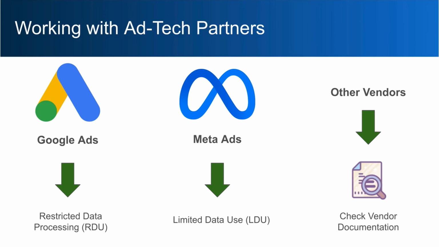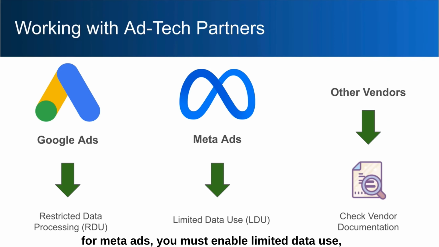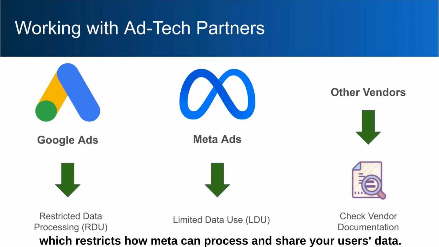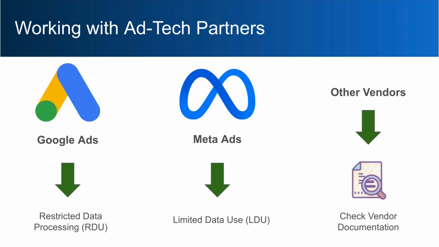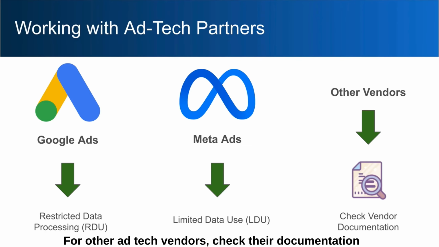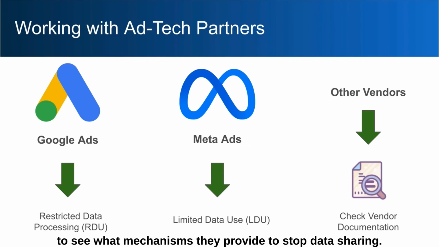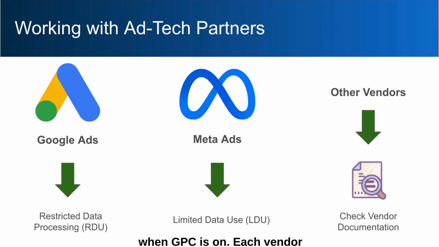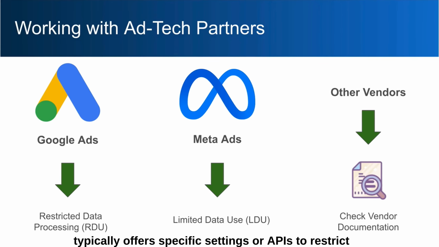Similarly, for Meta Ads, you must enable limited data use, which restricts how Meta can process and share your users' data. For other ad tech vendors, check their documentation to see what mechanisms they provide to stop data sharing when GPC is on. Each vendor typically offers specific settings or APIs to restrict data processing.